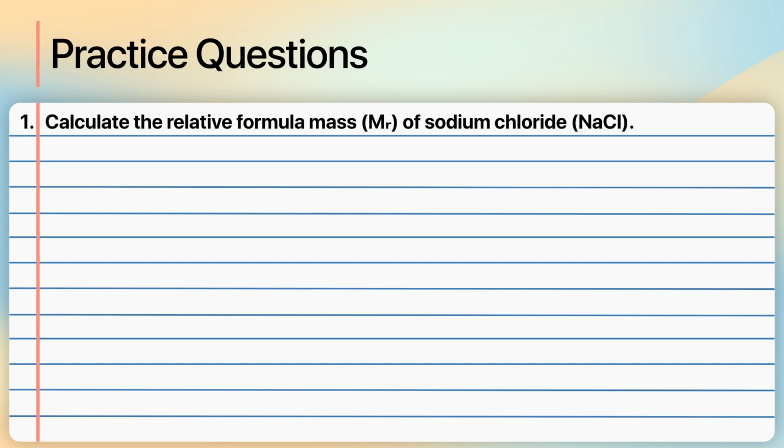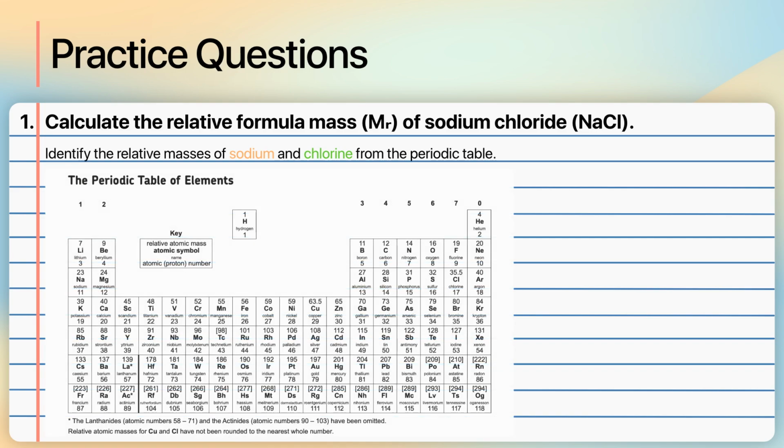Let's go through some examples to apply our understanding of relative formula mass. Question 1. Calculate the relative formula mass of sodium chloride. Pause here to have a go yourself. Let's go through the answer. Step 1 is to identify the relative masses of sodium and chlorine from the periodic table. The relative mass of sodium is 23, and the relative mass of chlorine is 35.5.